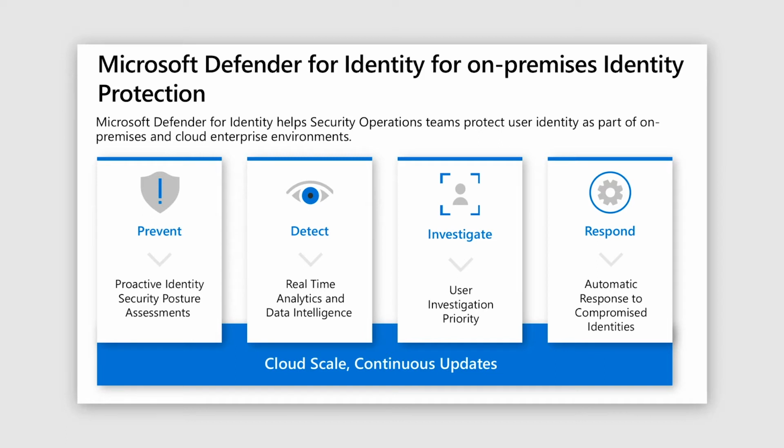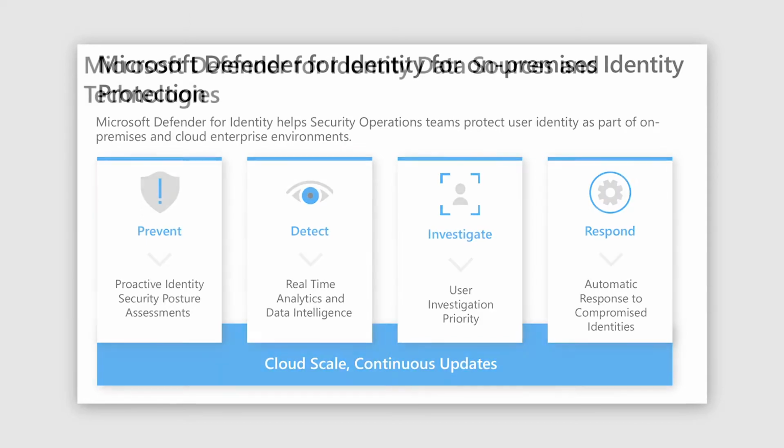The third phase is investigate. We want to make sure that we're leveraging UABA functionality to understand who are the riskiest users in your environment and prioritizing them. The fourth phase is respond. We want to make sure that we're helping you reduce the response time and providing you with the right tools to help you manage compromised identities.